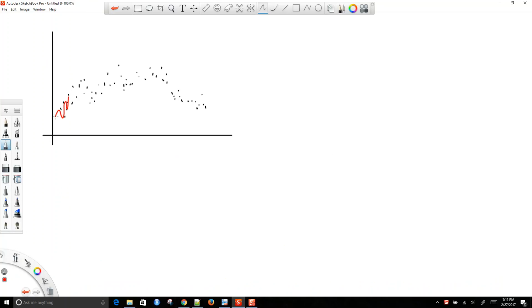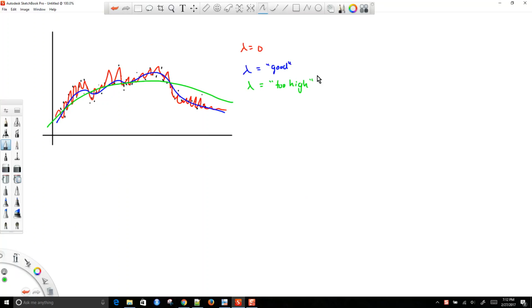Okay. And with some amount you can kind of try to fit this, or if you crank it up too high, then it will force something where it really resists changes in the slope. Okay. So this, the red would be probably lambda is equal to 0, and then this is like, quote, good, and then I don't know exactly what these values would be, and then this would be too high. Okay. And so this is just kind of an overview idea of the smoothing spline.